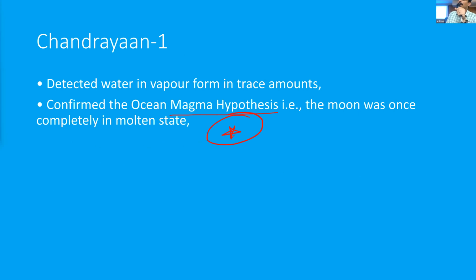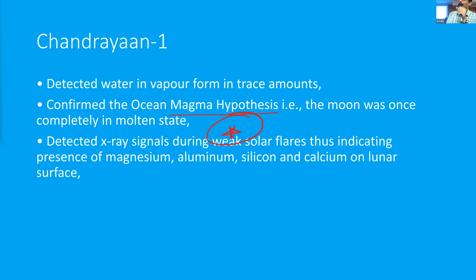It means once upon a time, the moon was in a molten shape, having a high temperature. That hypothesis was confirmed with Chandrayaan-1 data. It also found many minerals. The moon has minerals such as magnesium, aluminum, silicon, and calcium.